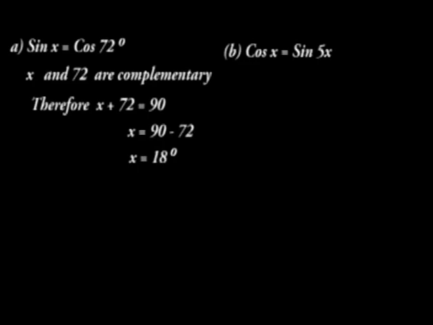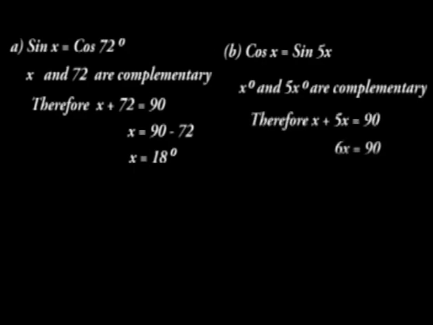B. Cos x is equal to sin 5x. x and 5x are complementary. Therefore, x plus 5x is equal to 90 and x is 15 degrees.